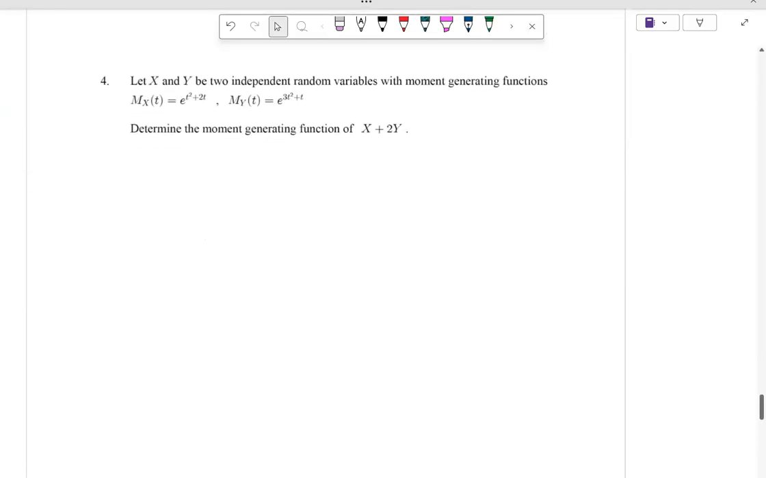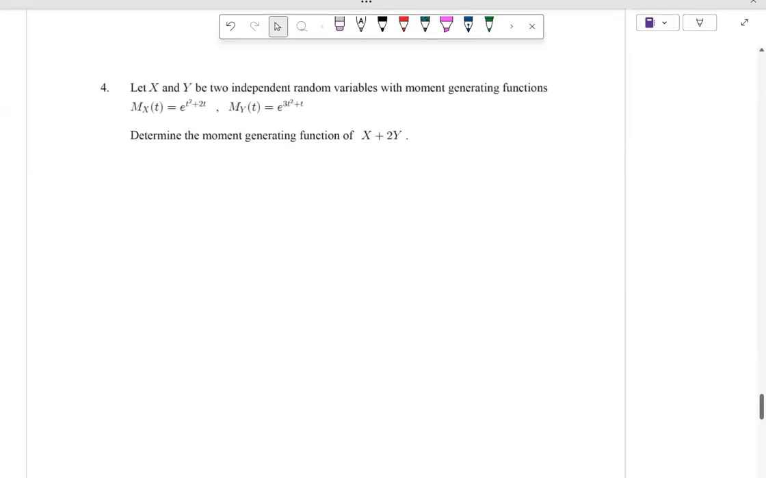Okay. Let's do something that leads us into the next section instead, which is this idea of moment generating function of a sum. All right, so they give you that x and y are independent, and they give you the moment generating function for x, and they give you the moment generating function for y, and then they ask you to compute the moment generating function for the sum of the two things. Okay?